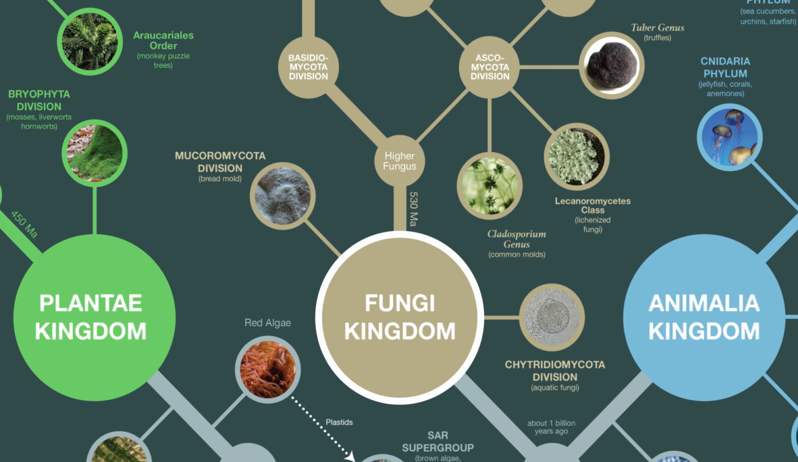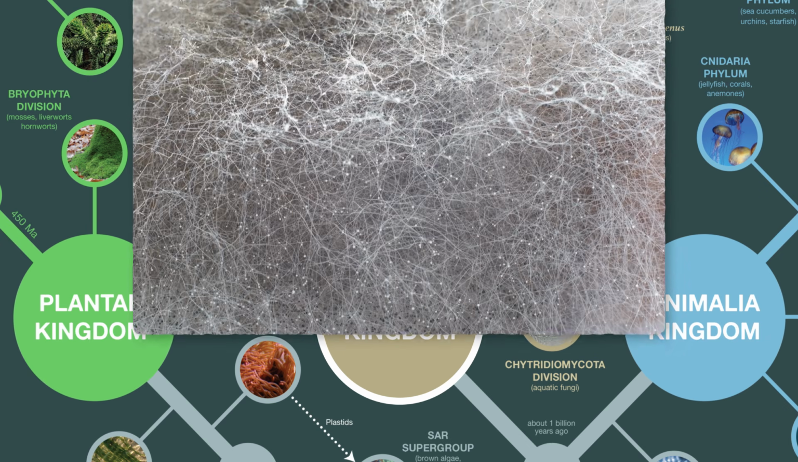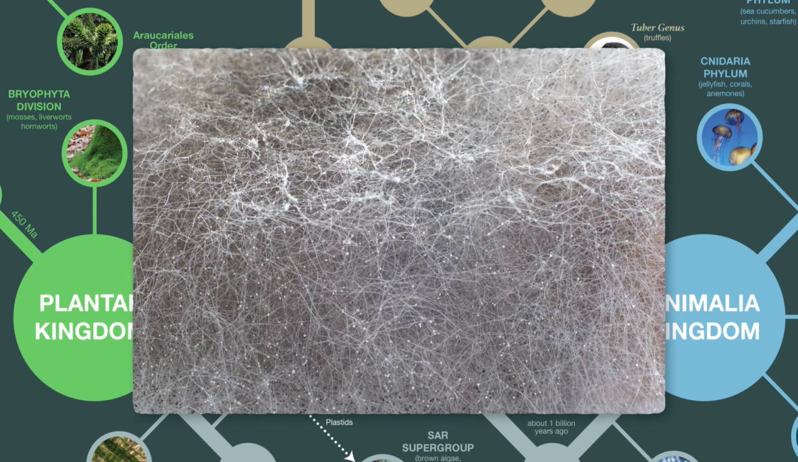A good example is bread mold, which is considered a lower fungi. If you let it grow, you'll notice that it creates a huge network of tiny little threads. These are called hyphae, and even mushrooms have them. It's just that in that case, they are usually underground.